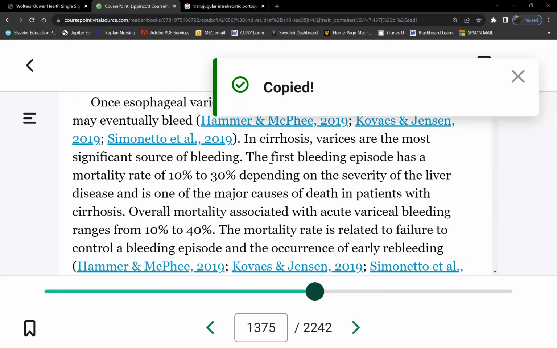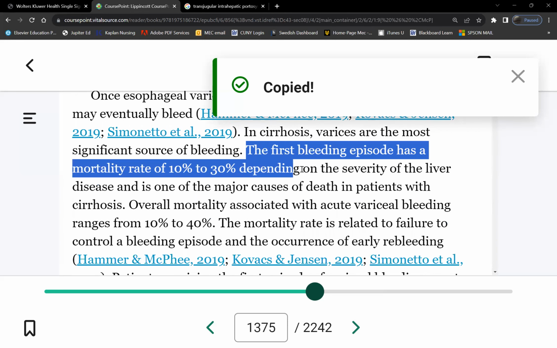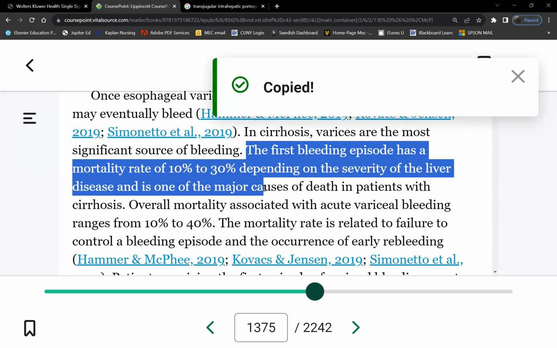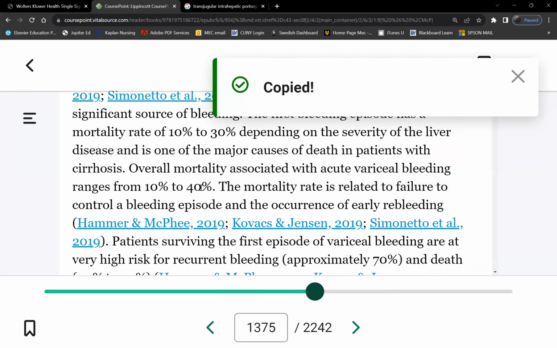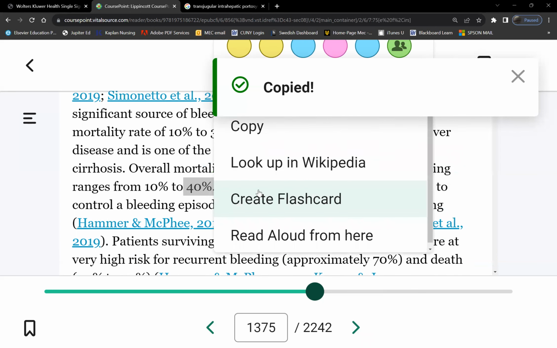So bleeding here, it's fatal if they lose at least let's say 30% blood volume. So again, what's the number one cause of mortality? The esophageal bleeding. Okay, so this is the cause of mortality in liver cirrhosis patients. So this is extremely serious. Look at that mortality, as high as 40%.